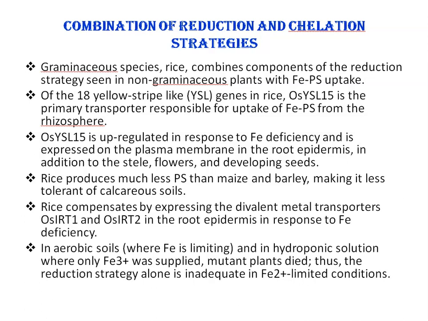This compensated in terms of iron uptake in waterlogged soil where ferrous iron is readily available, right? In aerobic soils where iron is limited and the hydroponic solution where only ferric ions were supplied, mutant plants died. It has been proved experimentally, right? Thus, the reduction strategy alone is inadequate in ferric iron limiting condition, right?